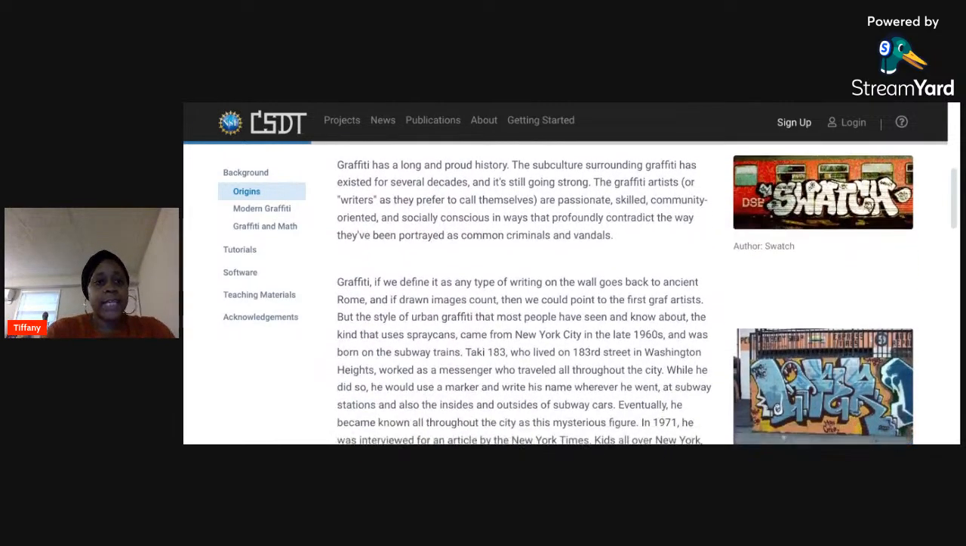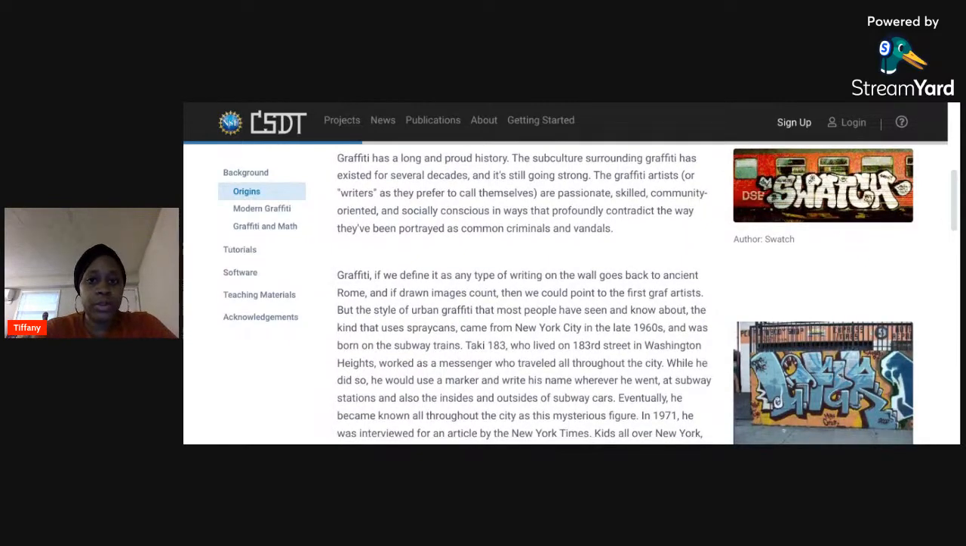So it says graffiti has a long and proud history. The subculture surrounding graffiti has existed for several decades and is still going strong. The graffiti artists or writers, as they prefer to call themselves, are passionate, skilled, community oriented, socially conscious in ways that profoundly contradict the way they've been portrayed as common criminals and vandals. All right.